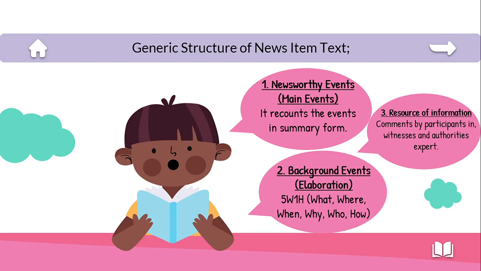How do you know that it is a news item text? Yes, from the headlines. And also it is followed by newsworthy events or main events. It recounts the events in summary form and is followed by background events or elaborations. It includes 5W and 1H: what, where, when, why, who, and how of the event, the detailed information of the event, and also the source of information. Comments by participants, witnesses, and authority experts.